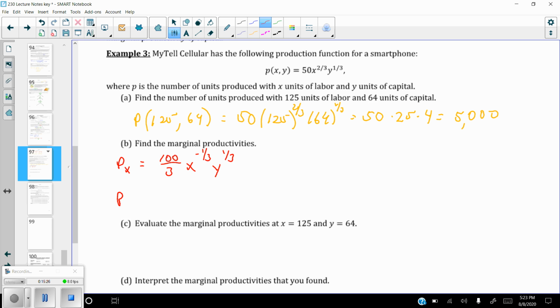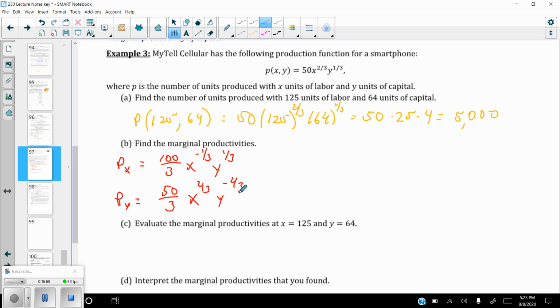Now we're going to do the partial with respect to y. Same general idea, but now this time we only deal with the y. The x part stays the same. So we're going to bring the 1/3 out front and multiply it by the 50, so we get 50/3. And then x doesn't change. And then the y part is going to reduce by 1, so subtracting 1 from 1/3 is -2/3. Those are the marginals.